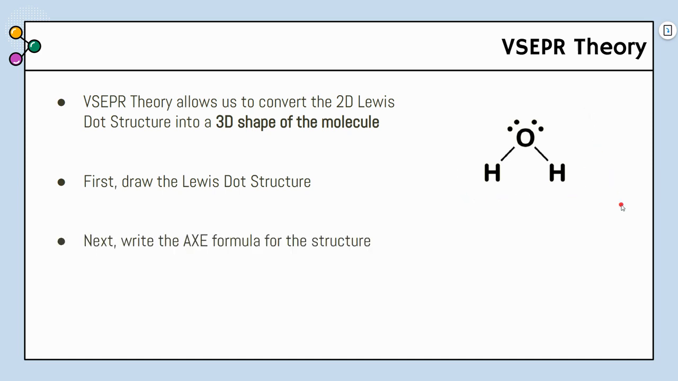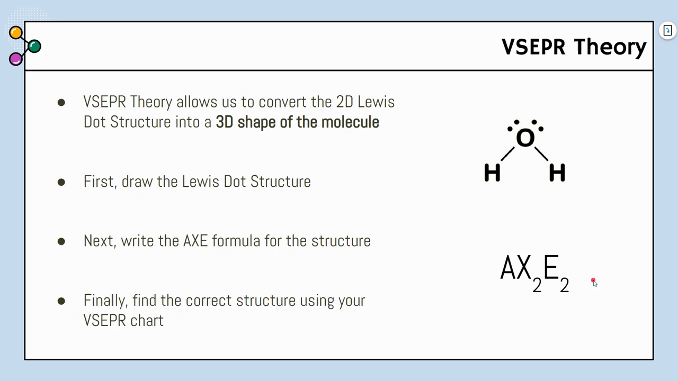Next, we would make the AXE formula for the structure. In this case, one oxygen, A, connected to two hydrogen atoms, so X2. And the oxygen has two lone electron pairs, so that's our E2. And finally, we'd find the correct structure using our VSEPR chart, or we go from memory. I'm going to bring up the VSEPR chart on the next slide so we can use it to analyze this water.